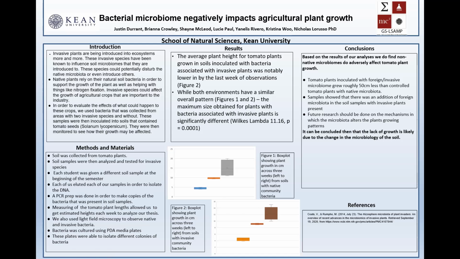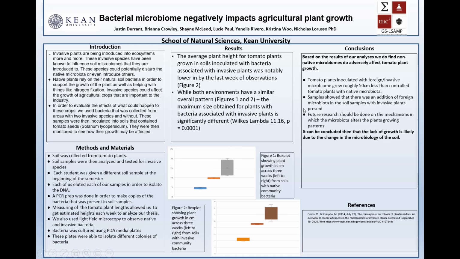So what that is showing is that as you see, every week they did grow, each plot grew around the same height, but the ones that did have the invasive bacteria only grew to around 11 to 14 centimeters, and that's the highest they got, while the ones that were left with their native microbiota grew to 20. The max height that we got for those was 20 centimeters.